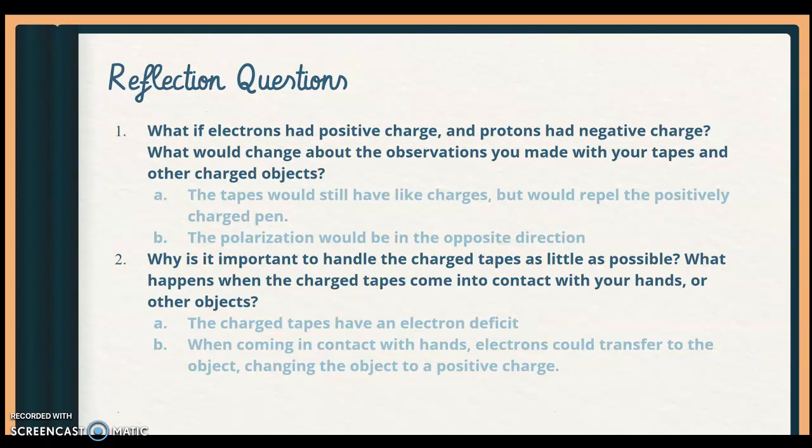Why is it important to handle the charged tape as little as possible? The charged tapes have an electron deficit. When coming in contact with hands, electrons could transfer to the object, changing the object to a positive charge. This decreases the magnitude of the charge on the tapes, and since the magnitude of the charge is directly proportional to the distance, it would take a smaller distance for the upper tape to float above the lower tape.